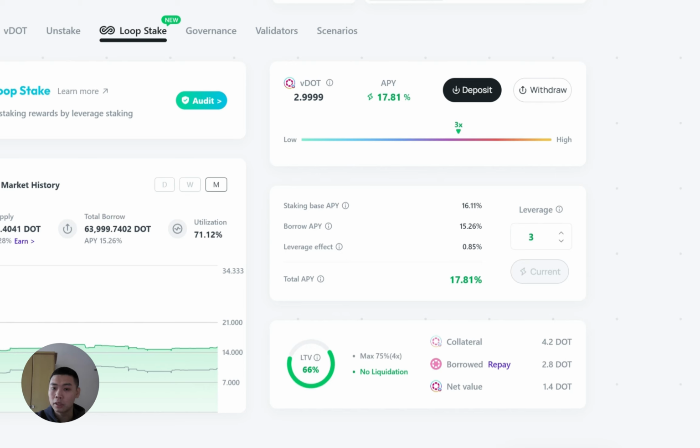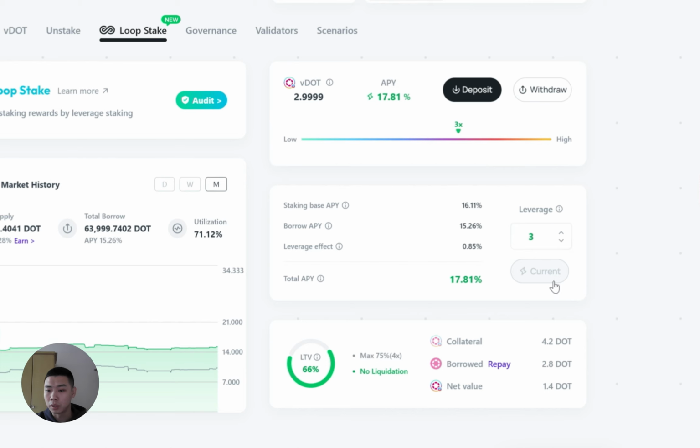And above, what we have is 3 vDOT, right? Our principal was 1 vDOT, which was 1.4 DOT, and now we have 3. It's 3 times leverage from what we just operated, and the APY also increased. In the next step, let's see how to adjust our positions.